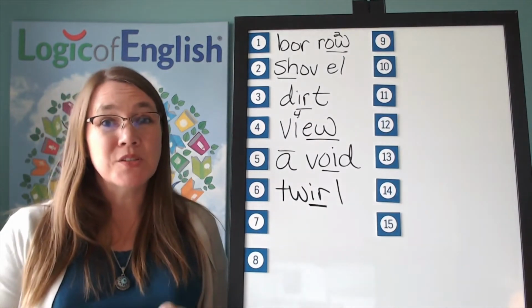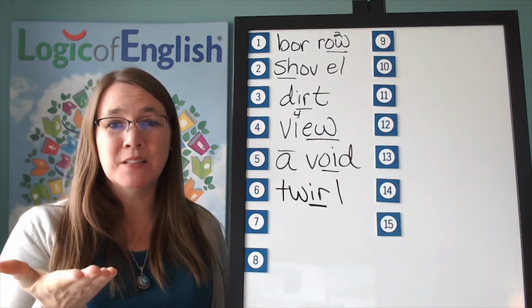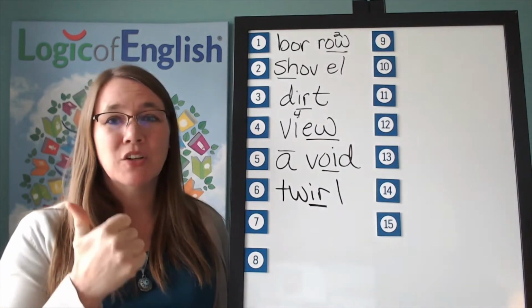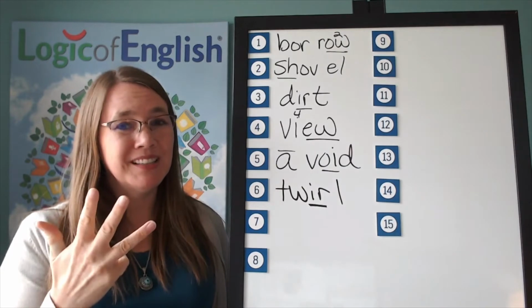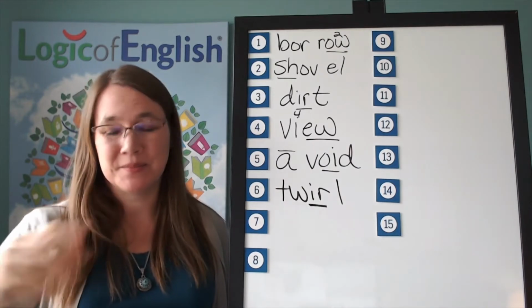The next word is roll. Let's roll out the dough. Roll. Go ahead and say roll. And let's sound it out. O, ul. Go ahead and write roll.